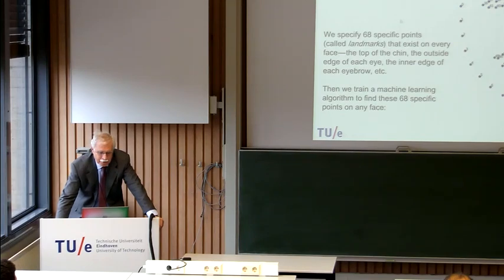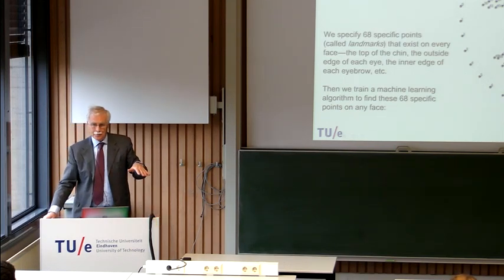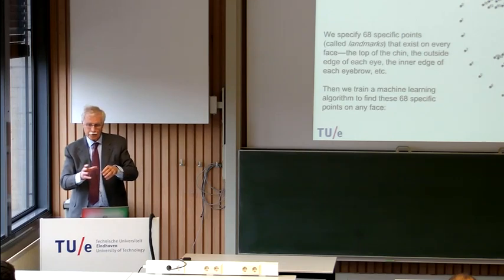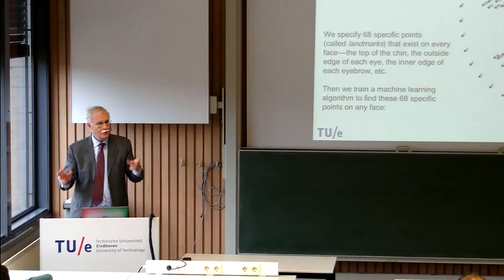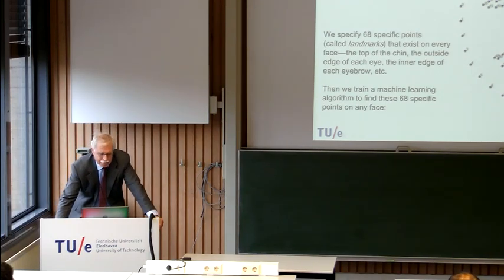But first, you need to find landmarks on the face to find the points on which the transformation can work. Because the transformation is a matrix, and then it needs to transform an old coordinate into a new coordinate. So it first needs coordinates of points. And people use 68 specific points, they're called landmarks, and that exist on every face. And people have different ways of finding these landmarks.